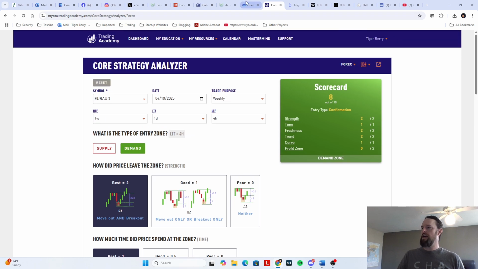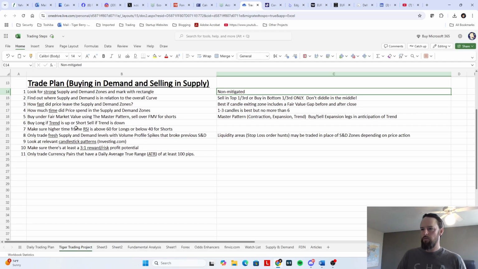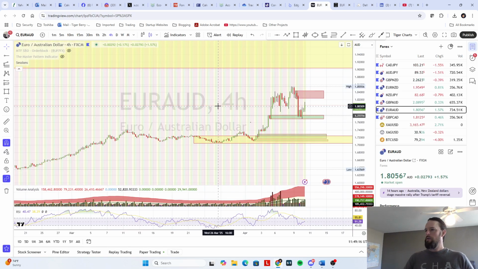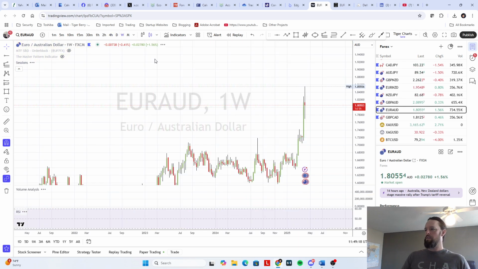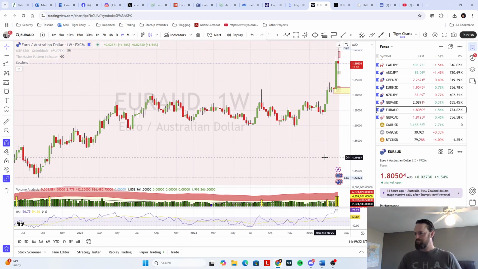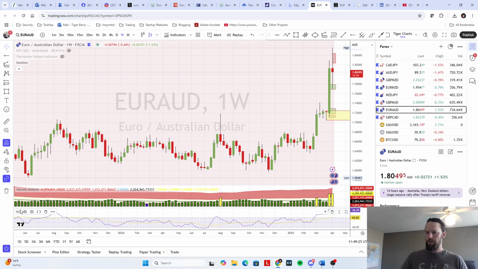So that's that. Let me see. Is there anything else I wanted to say? Oh yeah. Number 7. Make sure higher time frame RSI is above 60. So what does that mean? Well, if I'm on my weekly time frame, okay, down here you can see RSI.